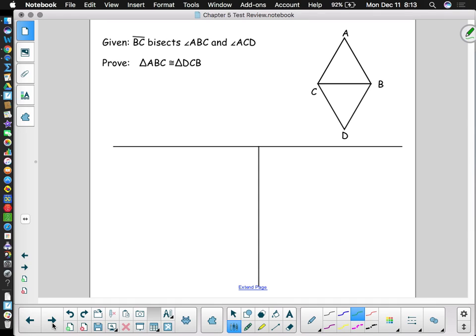Let's finish this one. Okay. This one should be very, very familiar to you. We've seen this before. Given BC bisects angle ABC and ACD, prove the triangles are congruent. BC bisects angle ABC and angle ACD. AB, it should be ABD, I'm sorry. ABD and ACD. Sorry, typo there.